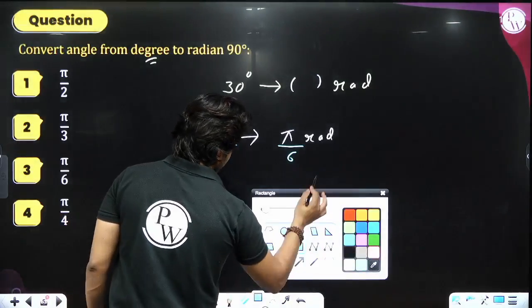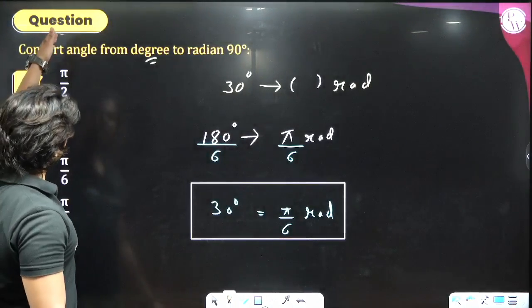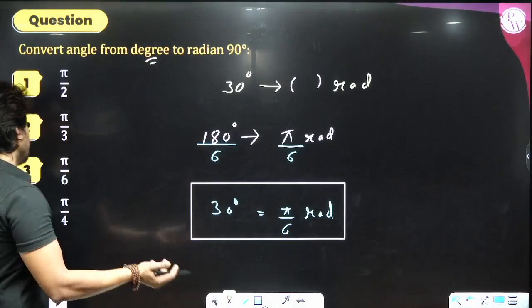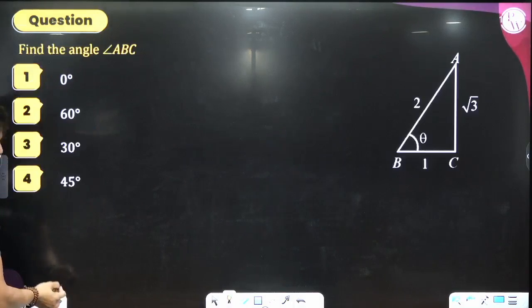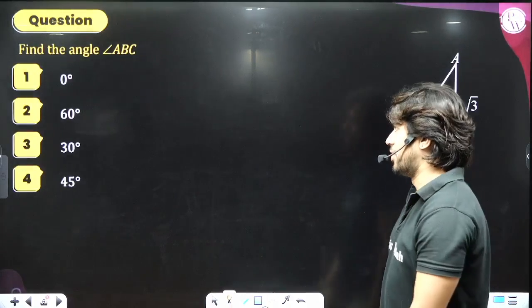Am I very clear with this discussion? So what are you going to say regarding the conversion of degree to radian? What is 90 degree? That's pi by 2 radian. Straightforward, we know this. The only reason why this question is here is just to recall the relation between degree and radian.